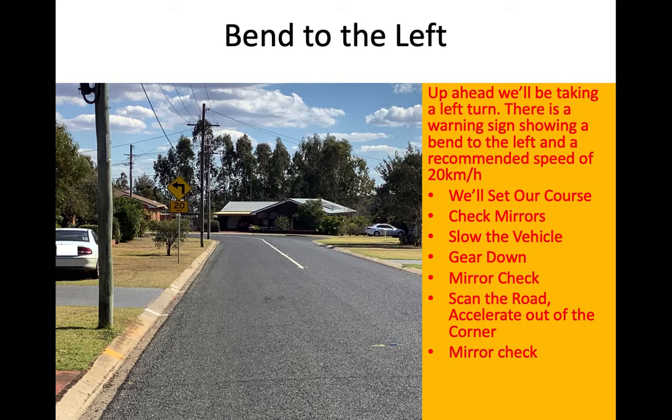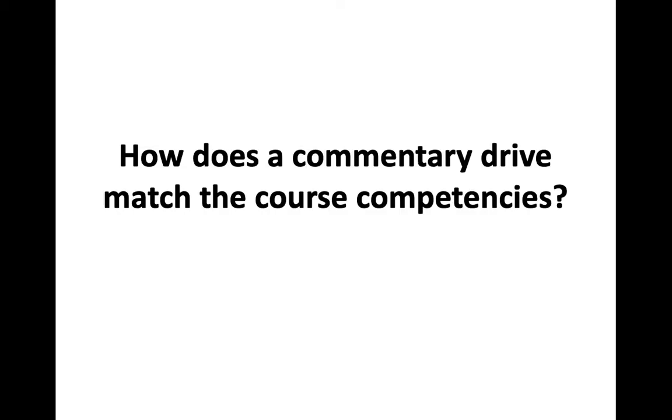So we'll set our course, let our student know where we're going. Check mirrors, slow down, gear down, mirror check, scan the road, look through the corner as much as we can, accelerate out of the corner and mirror check. I don't know what's around that bend up there, so my experience tells me if I can't see that, I'm slowing down on the approach.